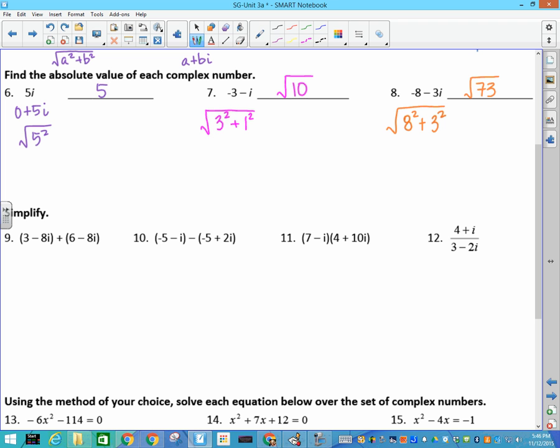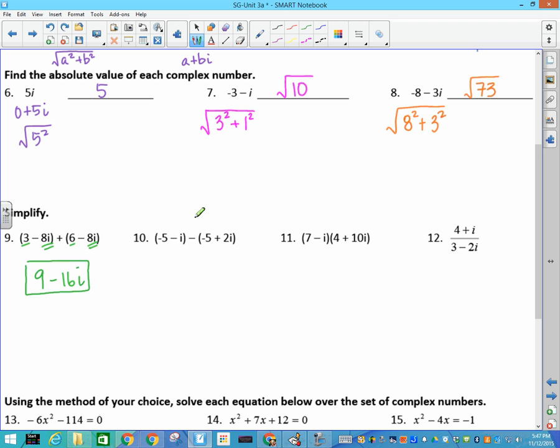So we're good. All right, simplify. We simplify by combining like terms. Okay? So that means the real parts go together and the imaginary parts go together. So 3 plus 6 is 9. Negative 8 and negative 8 is negative 16i. That's all we got.